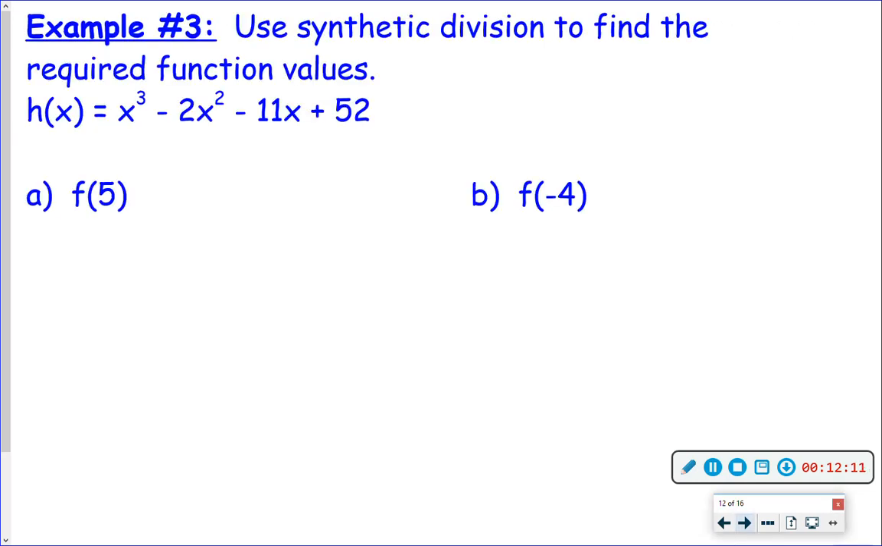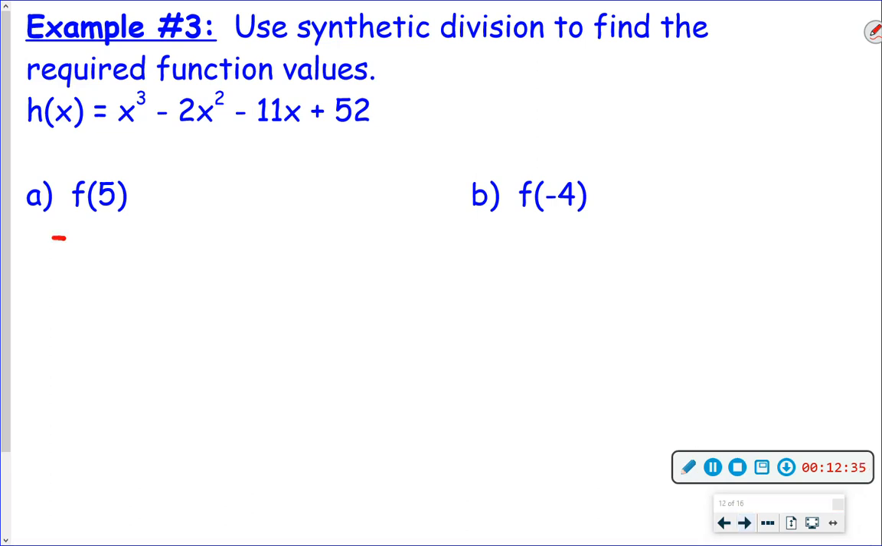All right, so let's use these theorems. Use synthetic division to find the required function value. Now, old school, when we did these chapter 1, we would replace all the x's with 5 and type that in my calculator. Do 5 cubed minus 2 times 5 squared minus 11 times 5 plus 52. You can do these with synthetic division. I'll be honest, I can't tell you if I think there's a pro or con to it. One's not necessarily shorter than the other, just a different way to do it.